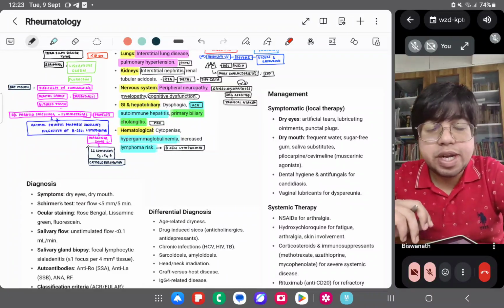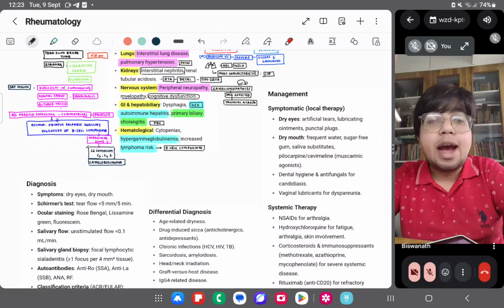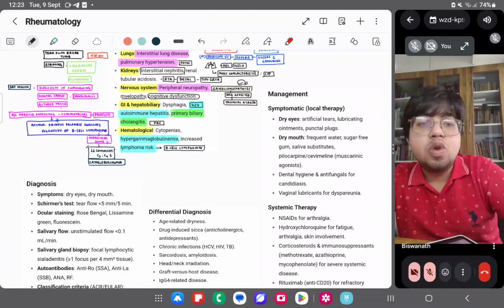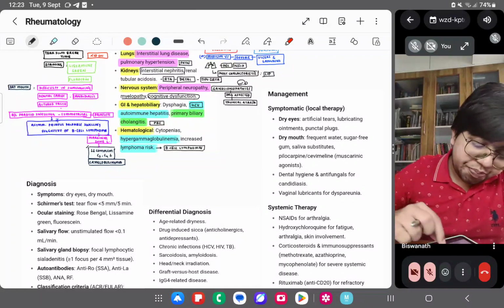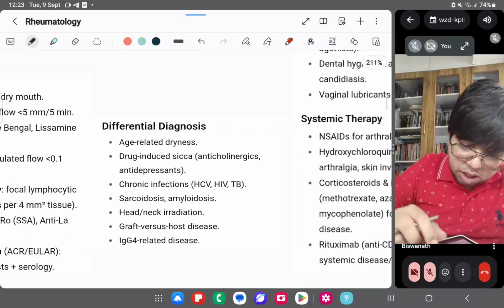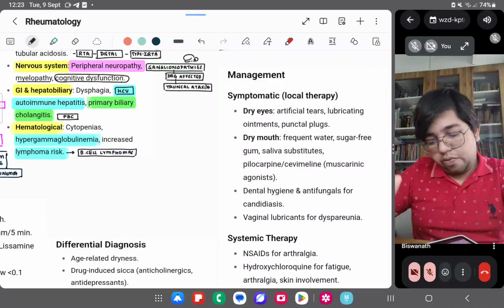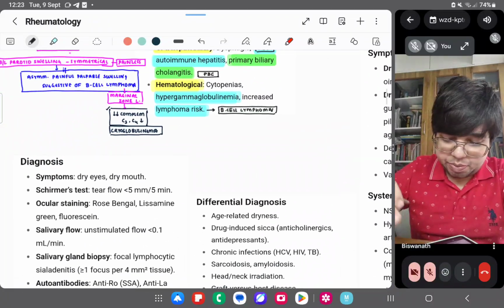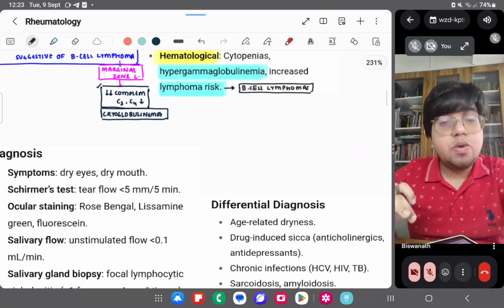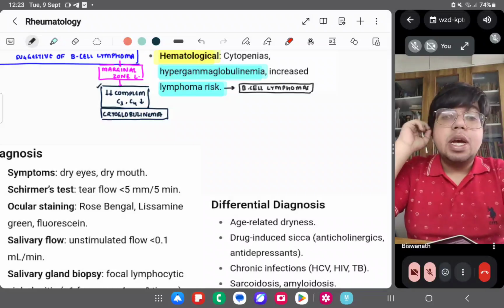With this we complete the most important part, that is our extra glandular manifestations of Sjogren syndrome, right? After the extra glandular manifestations, we'll go to the management of Sjogren syndrome. Okay, let's see. First, management. We'll look at the management.